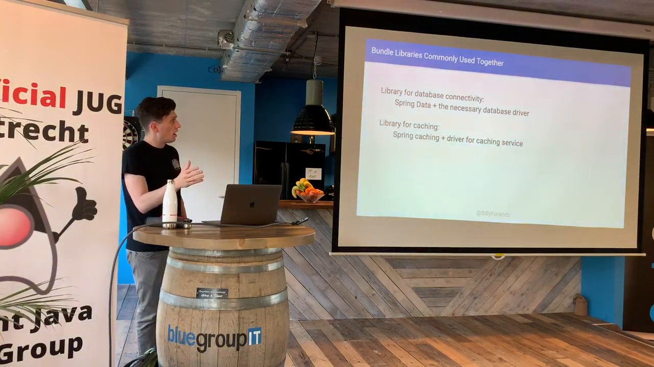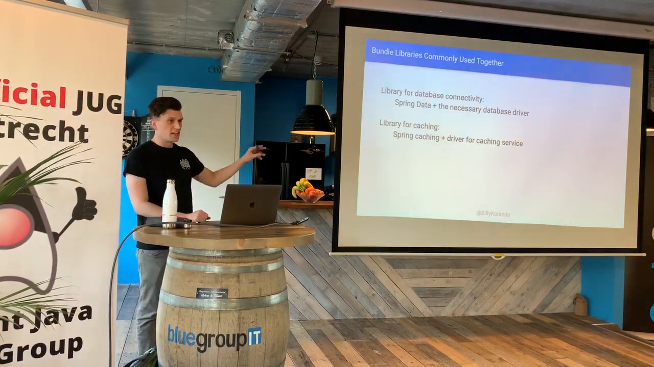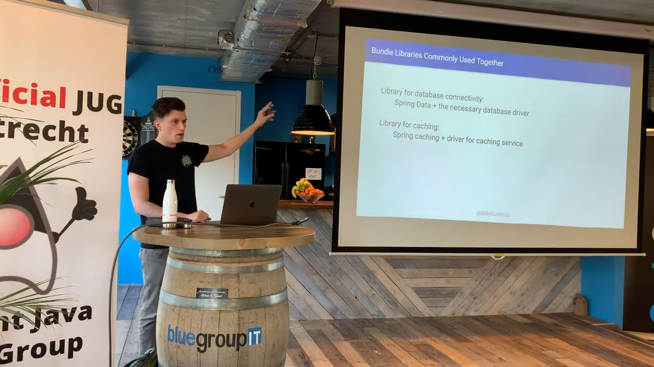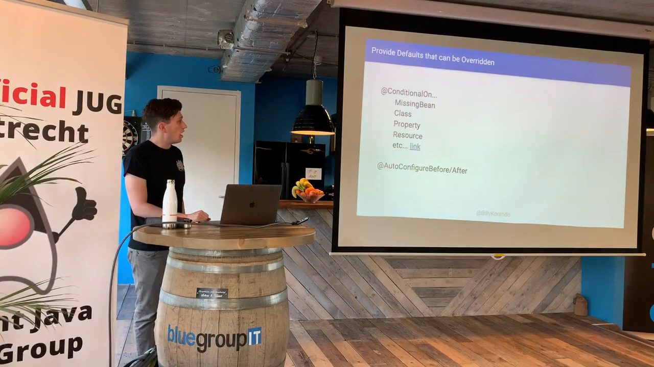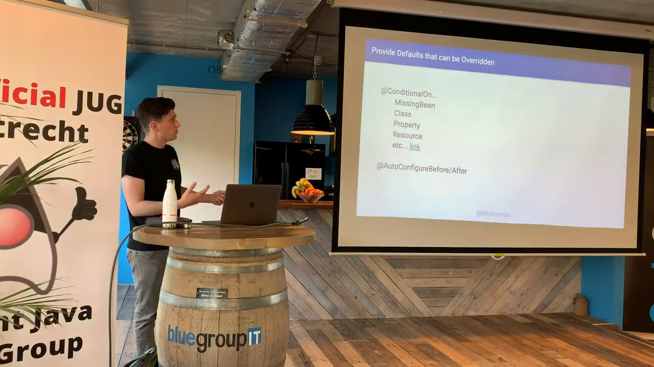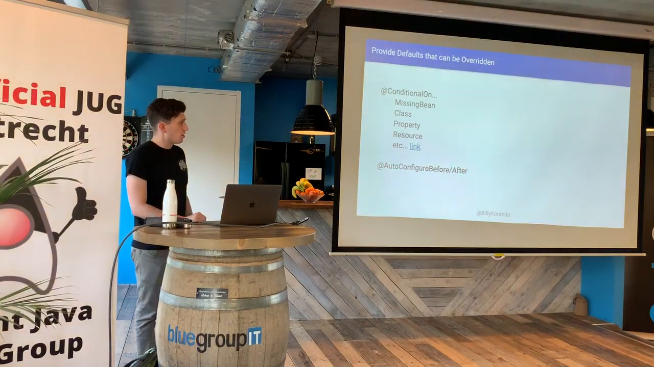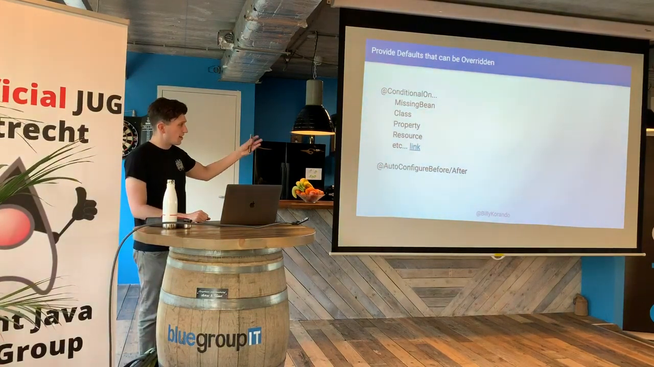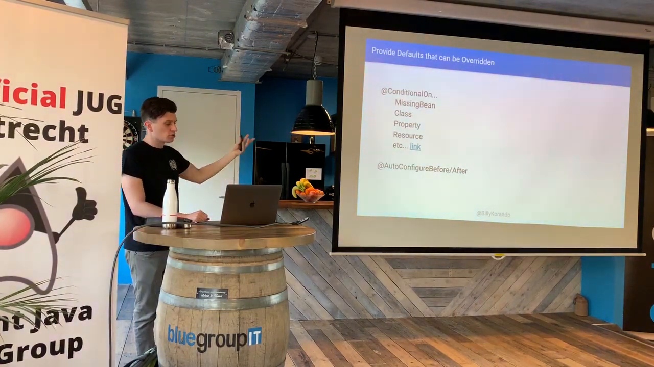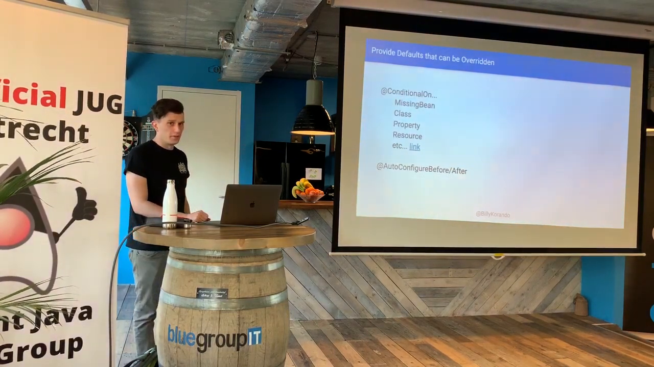But with a bundled library you can also run into the same issue of having all these shared libraries with hard dependencies together, which can be frustrating. So you can provide defaults that can be overridden, or some stuff that is there but doesn't necessarily have to be configured on. A lot of that can be done with conditional on, for example, conditional on missing bean, class, property, resource, and a bunch of other ones also. And you can also do auto configurations as well.